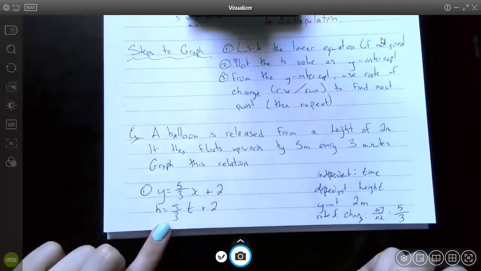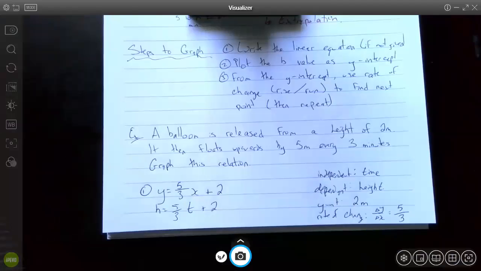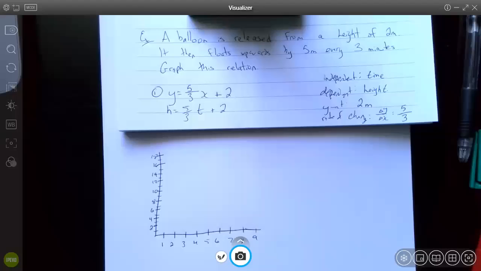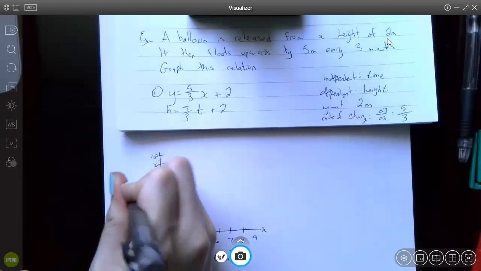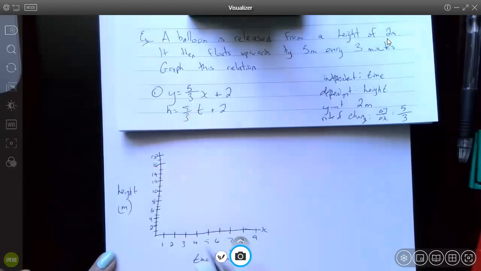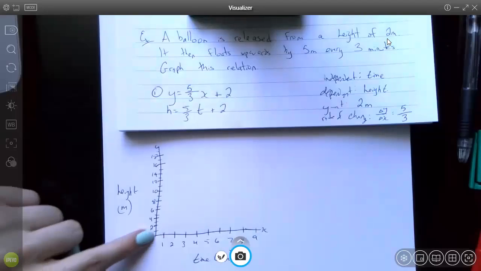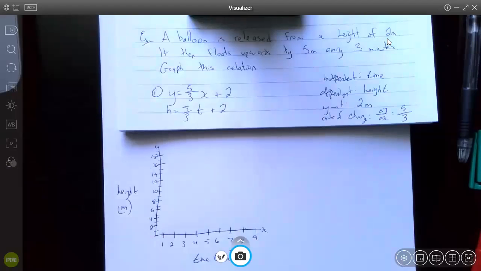Okay, now let's look at how to actually graph this. So I've got my graph sketched out here. I've got my time in minutes on the x-axis, and then I have my height in meters on the y-axis. And I've gone up by ones on both axes, so this one I haven't actually written in every other one. But you can choose whatever scale makes sense for the question.